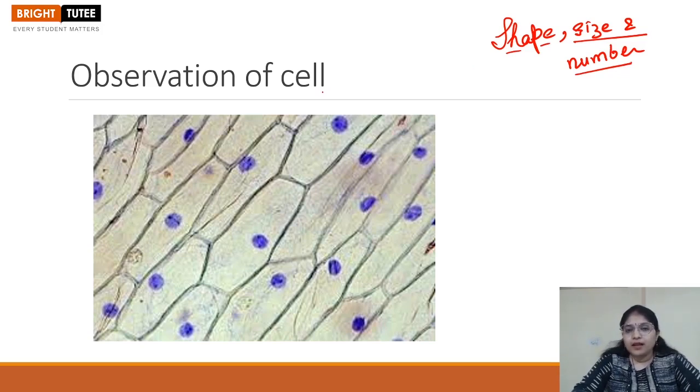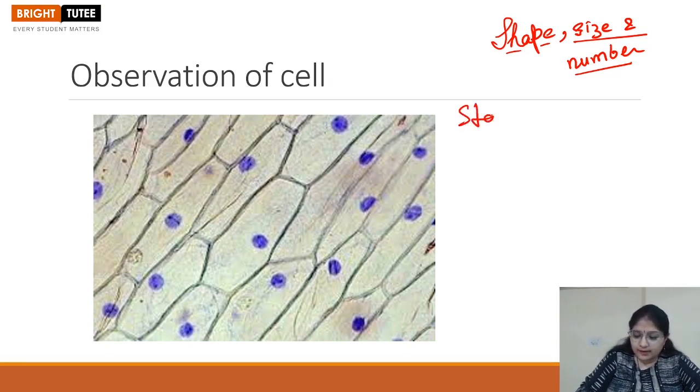How do we observe the cell? If you remember, when we were talking about the discovery of the cell, what the scientist Robert Hooke did was that he cut a very thin slice of the cork and simply observed it under the microscope. He was not able to see all the different parts of the cell, because first of all the cell was dead. But as the microscope started evolving, certain techniques were utilized to improve the observation of the cell.